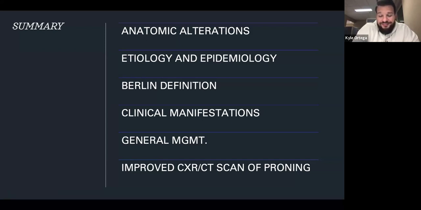Clinical manifestations: respiratory distress, that's a clinical manifestation. General management: the meds, oxygen, mechanical ventilation, lung expansions, proning, most likely. And then, like I said, those improved X-rays and CT scans of proning, which we're going to get into shortly in the next coming videos. So, that pretty much summarizes ARDS.